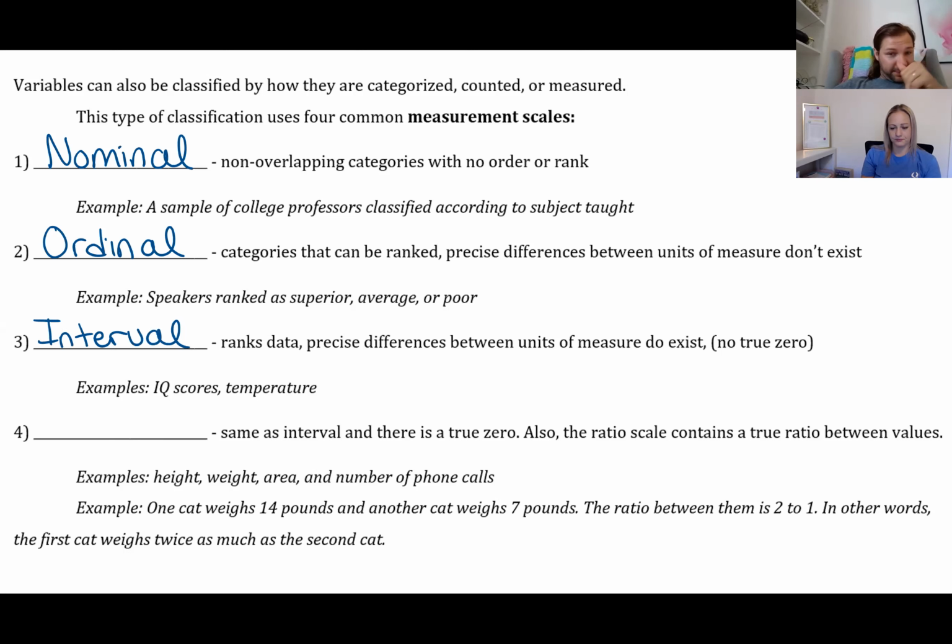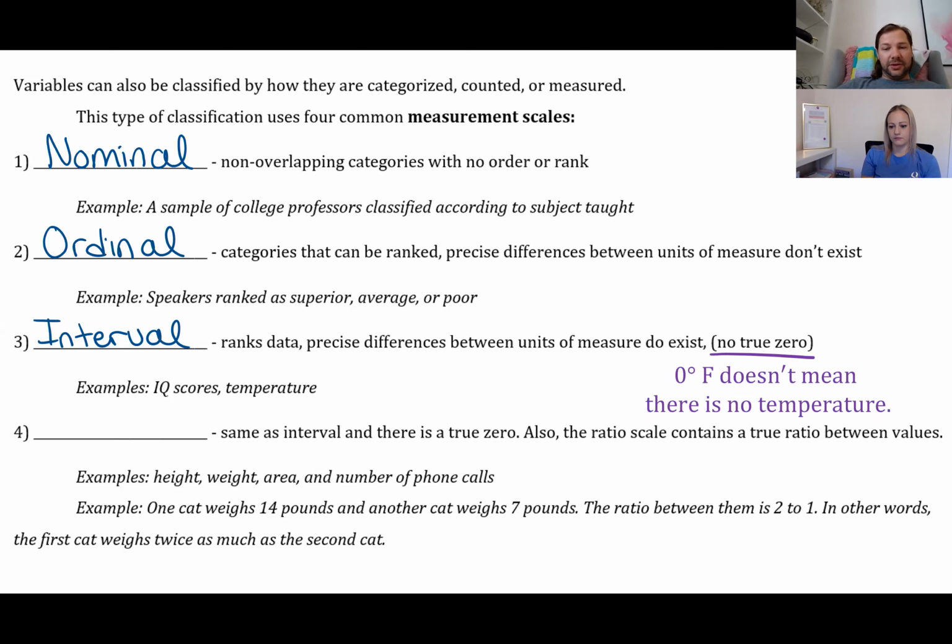Interval ranks data with precise differences between the units of measure, but the big thing with intervals is there's no true zero. Things that have no true zero are things like IQ scores and temperature. So 0 degrees Fahrenheit is not an absolute zero. You can get colder than 0 degrees Fahrenheit, right? You go to negative temperatures. So there's no absolute zero there.